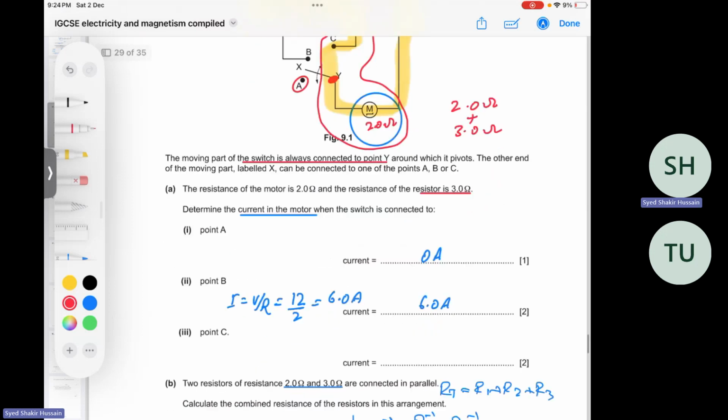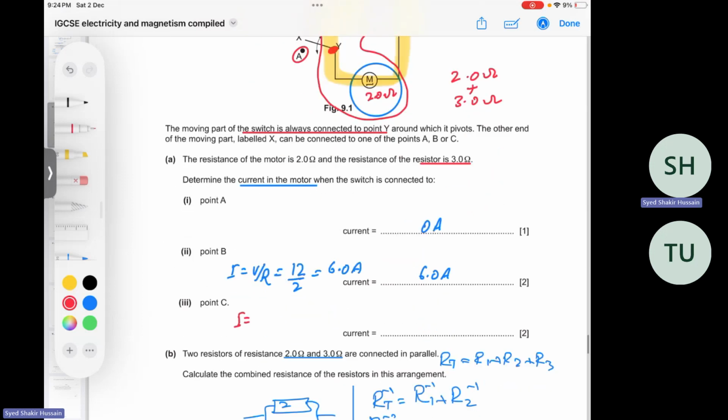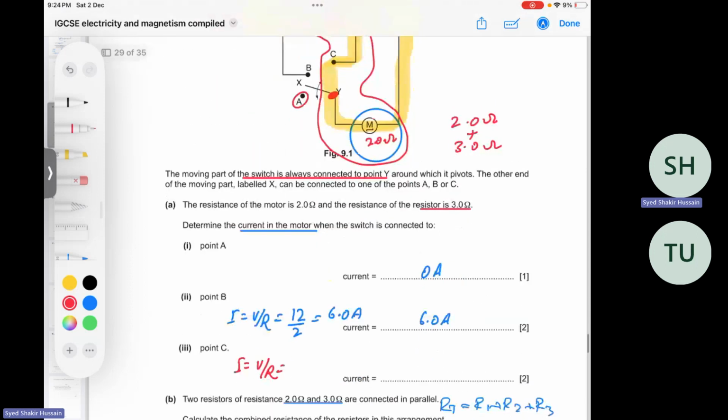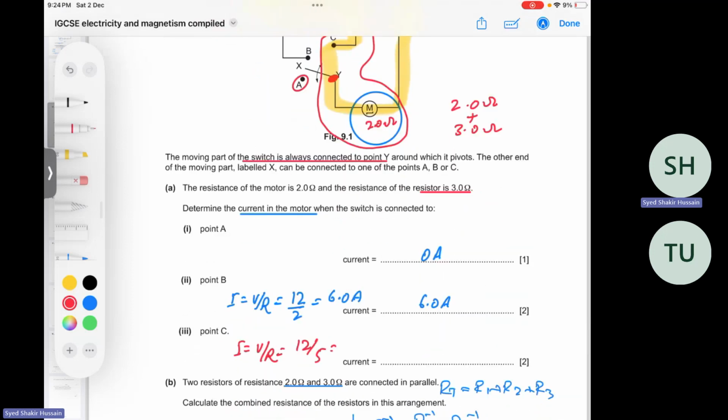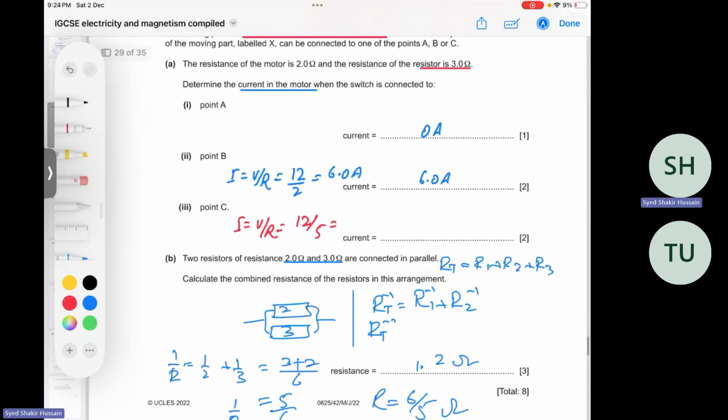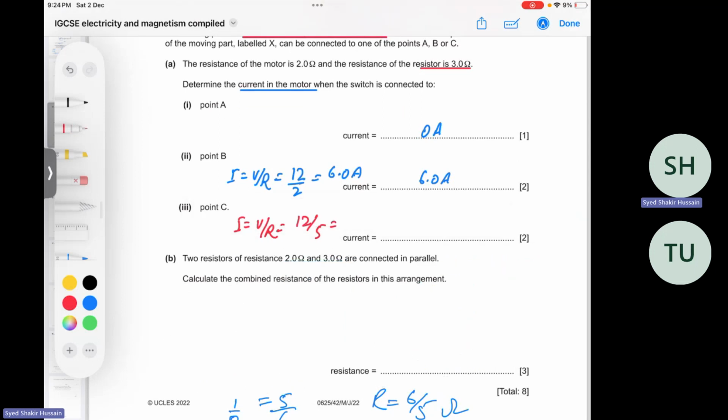And what's the total voltage? It's 12. So current is voltage upon resistance. Voltage is 12, right? And this is 5. So what's the current? 2.4. What's the unit? Amperes. 2.4 amperes. Okay, two resistors of resistance 2 ohms and 3 ohms are connected in parallel.